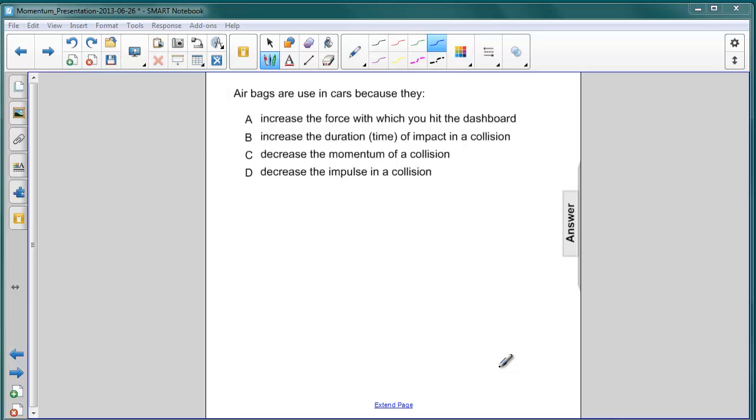Here's another question to see if you can apply the ideas of impulse equals force times time. Airbags are used in cars because they A, increase the force with which you hit the dashboard, B, increase the duration of impact in a collision, C, decrease the momentum of a collision, or D, decrease the impulse in a collision.